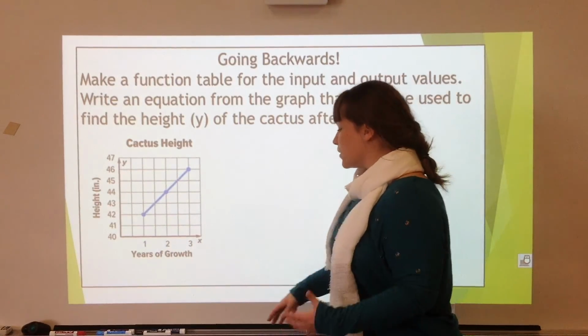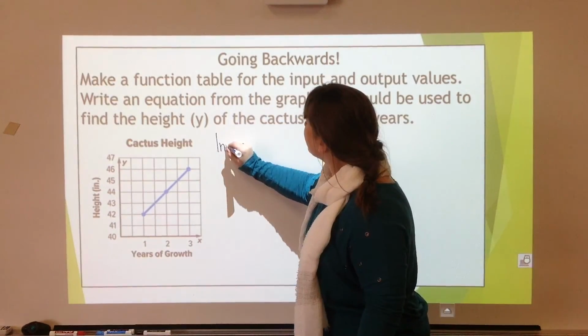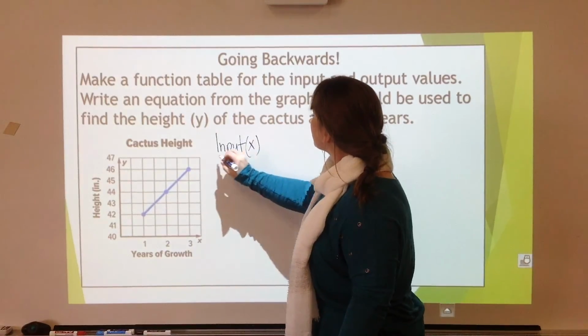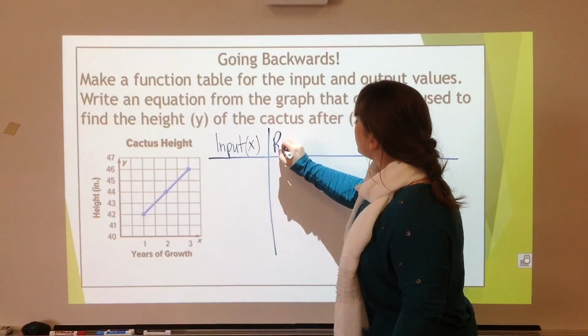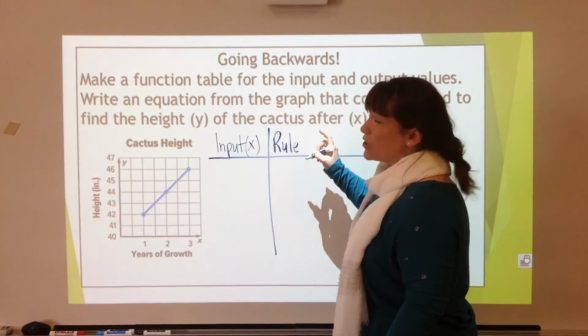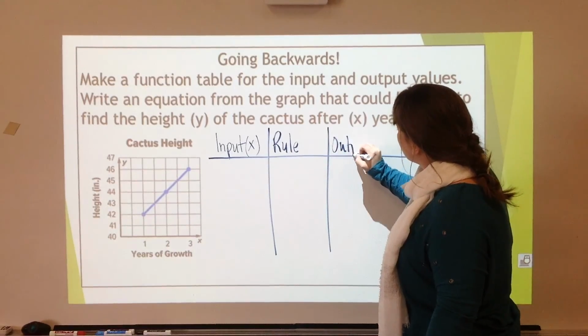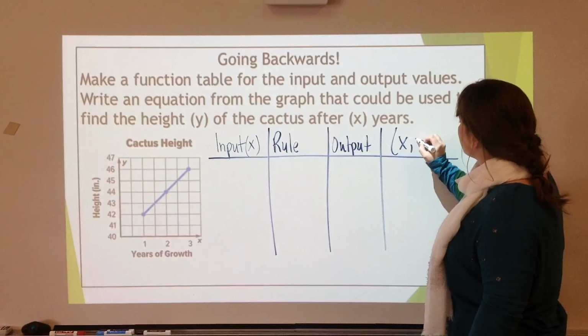We're going to use these points to help us make our table. And the table is going to be the same setup as before, with the input, which is our x, our rule, which we don't know what it is yet, our output, and then our ordered pairs.